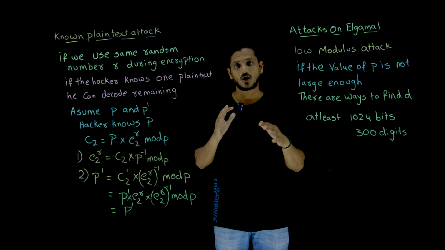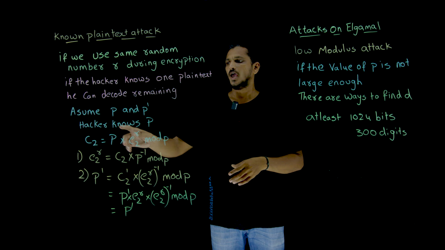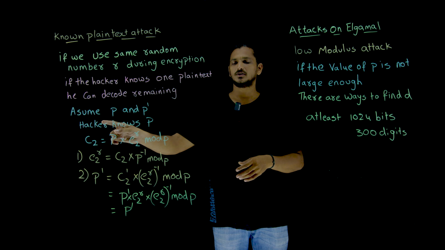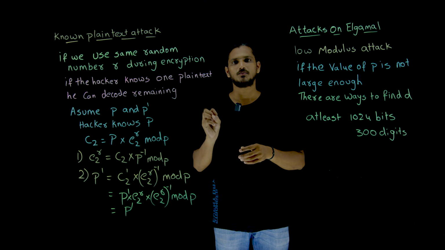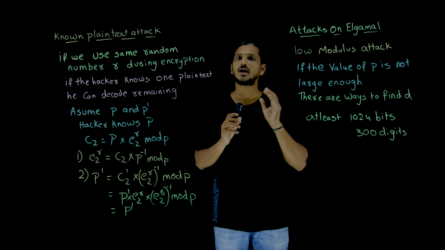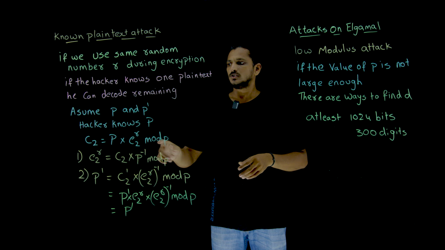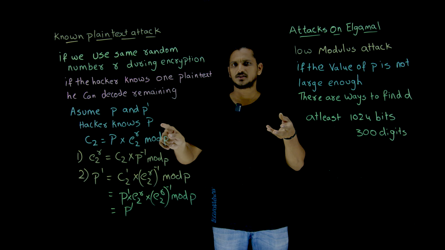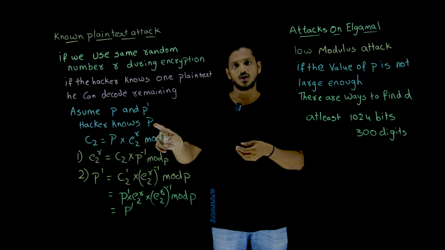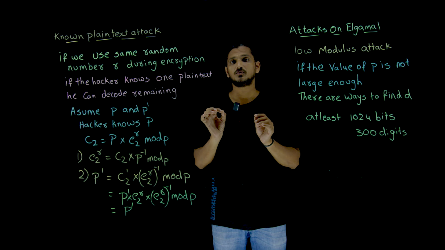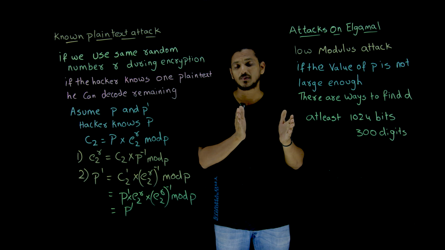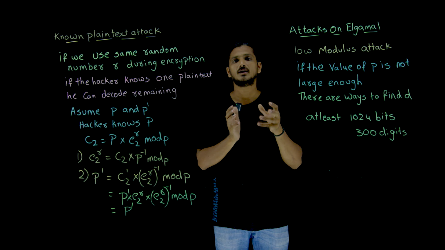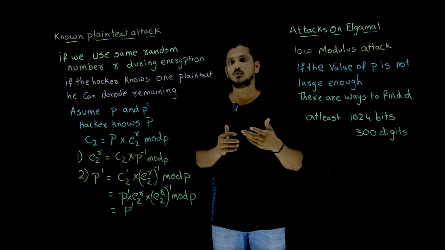Let's try to understand how he is going to decode. Assume P and P dash are two messages. P is one plain text, P dash is the second plain text. The hacker knows P. Somehow he hacked the system and he knows the P value. Once he knows the P value, he can easily crack the remaining messages. How can he do it?